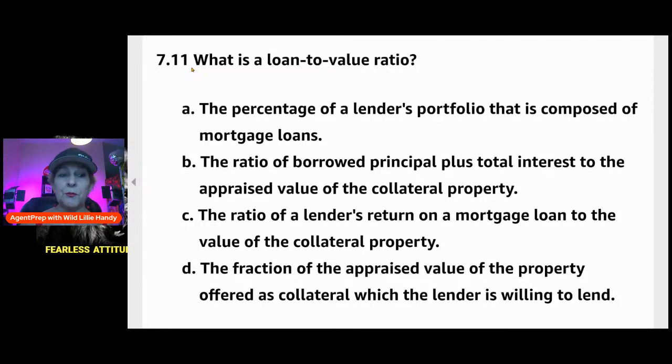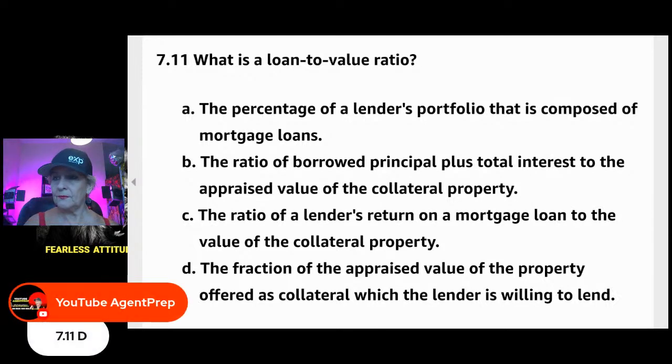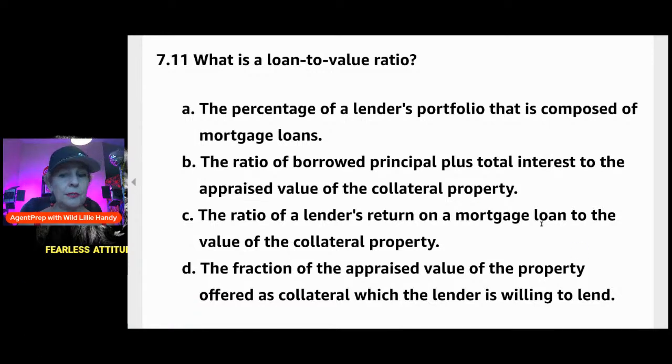So that's the first process that they do, is approve the borrower, and then they get an appraisal, and the home is approved, and then the survey. So 711 D. National questions and answers.